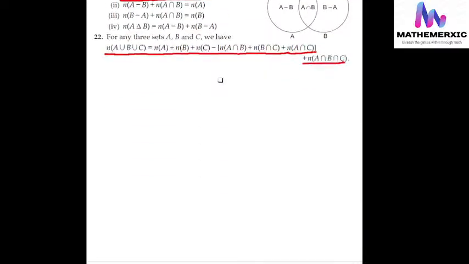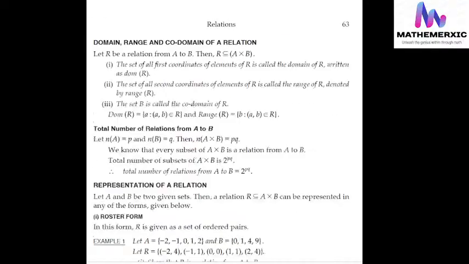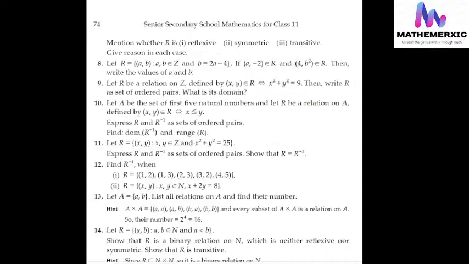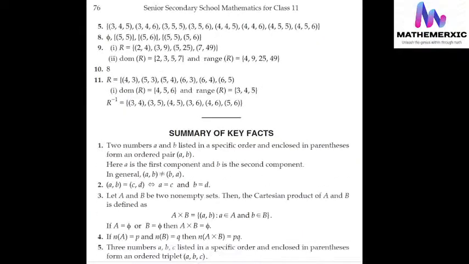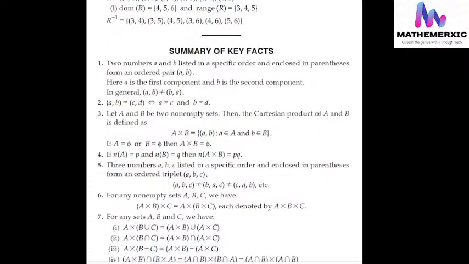Okay, so let us proceed further. Relations. We'll just review the last portion. Two numbers A and B listed in a specific order and enclosed in parentheses form an ordered pair (A, B). A is the first component, B is the second component. In general, (A, B) is not equal to (B, A). If (A, B) is equal to (C, D), then A will be equal to C and B will be equal to D.